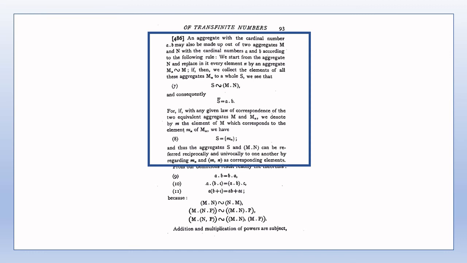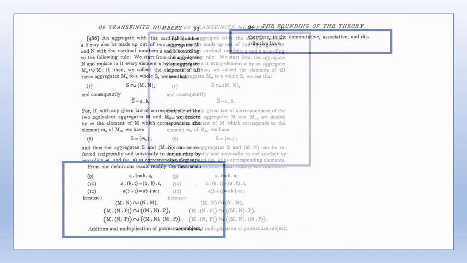It would also seem that through these two definitions of AB, given on pages 92 and 93, we're potentially able to interpret AB as A plus A plus A plus and so on, where there are B A's, even in the case where B is transfinite.